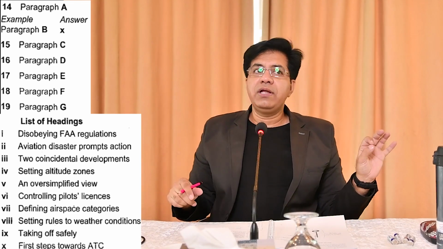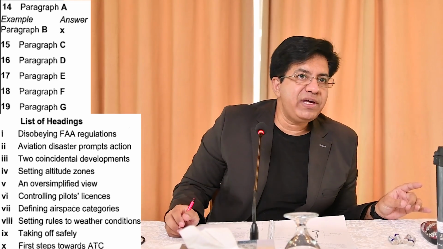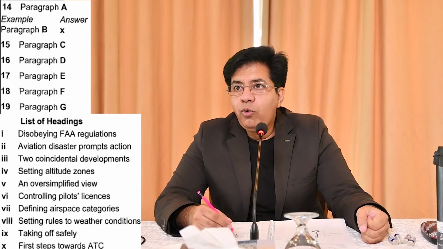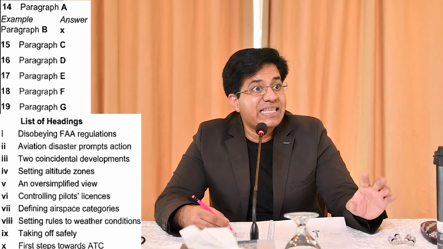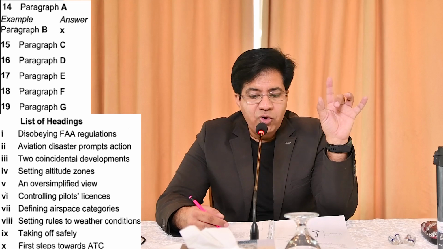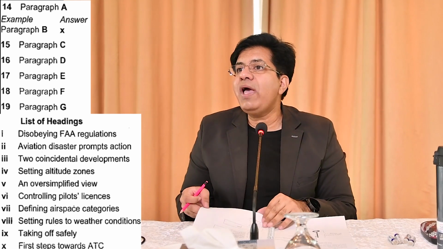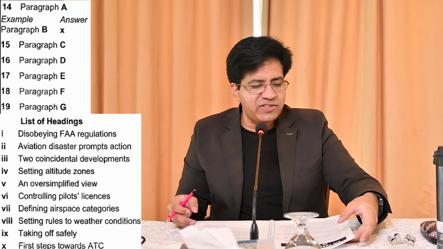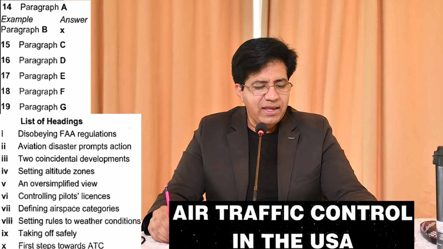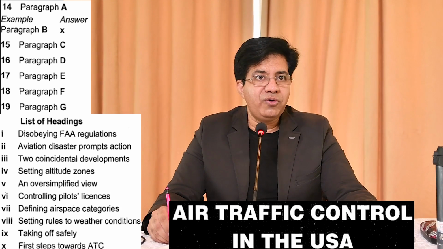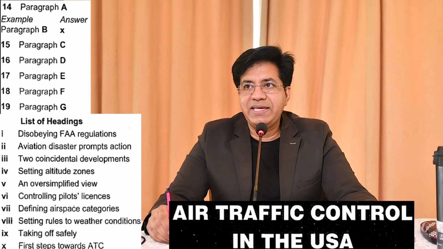Now how to do it? First of all, you guys will skim read the whole list of headings. Skim read. And as you read, your imagination is very important. Before you do anything, you have to read the title of the passage. What is that? Air traffic control in the USA.